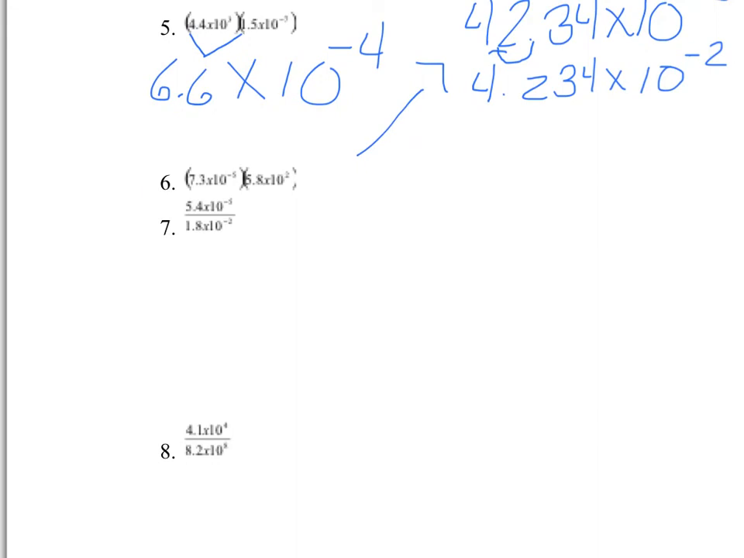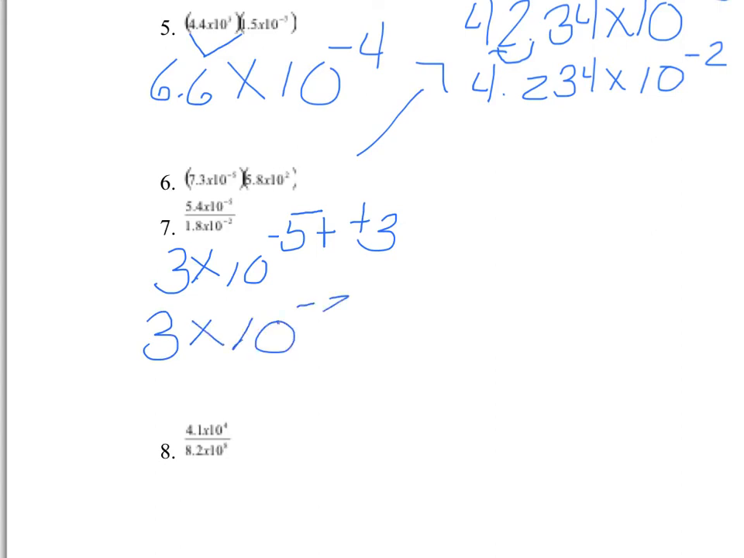7, the division, same sort of process, but we're going to be dividing now instead of multiplying, and we're going to be subtracting our exponents. So 5.4 divided by 1.8 gives me 3, and then it's going to be times 10, and it's negative 5 minus a negative 3. I'm going to go ahead and write that out for you. You need to make sure you change subtraction to plus the opposite, so that would be plus positive 3, giving me 3 times 10 to the negative 2nd.